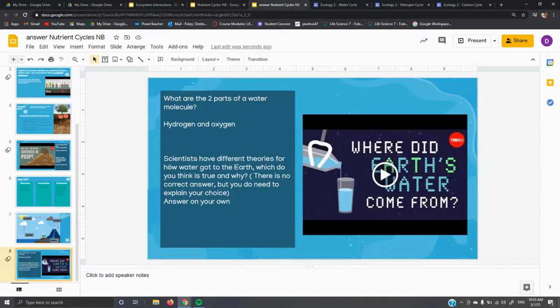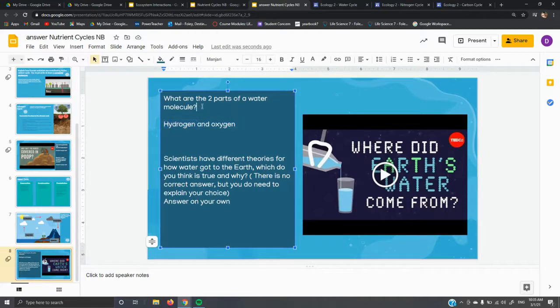For slide 8, what are the 2 parts of a water molecule? You have a hydrogen and you have an oxygen. You have 2 hydrogens, so it's H2O. So you have 2 hydrogens and you have 1 oxygen.